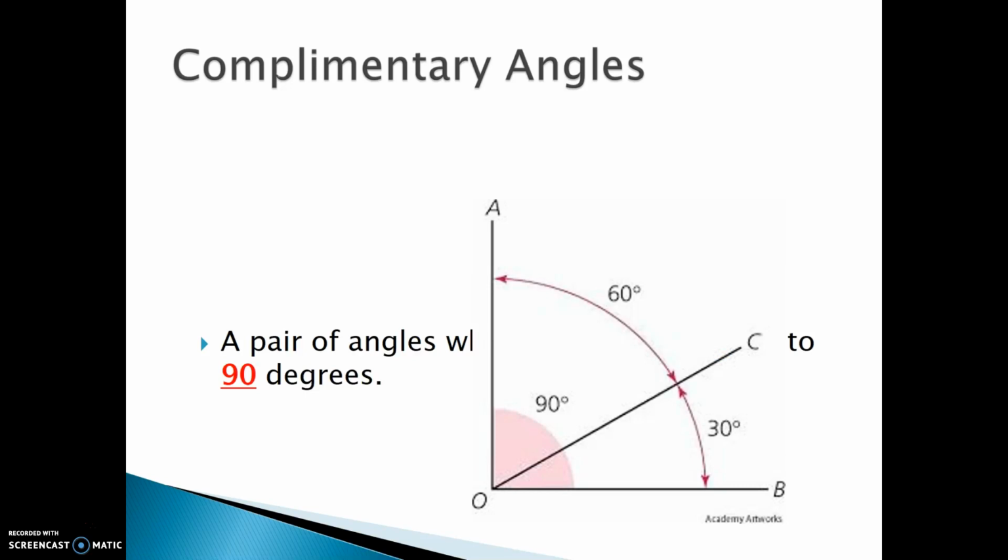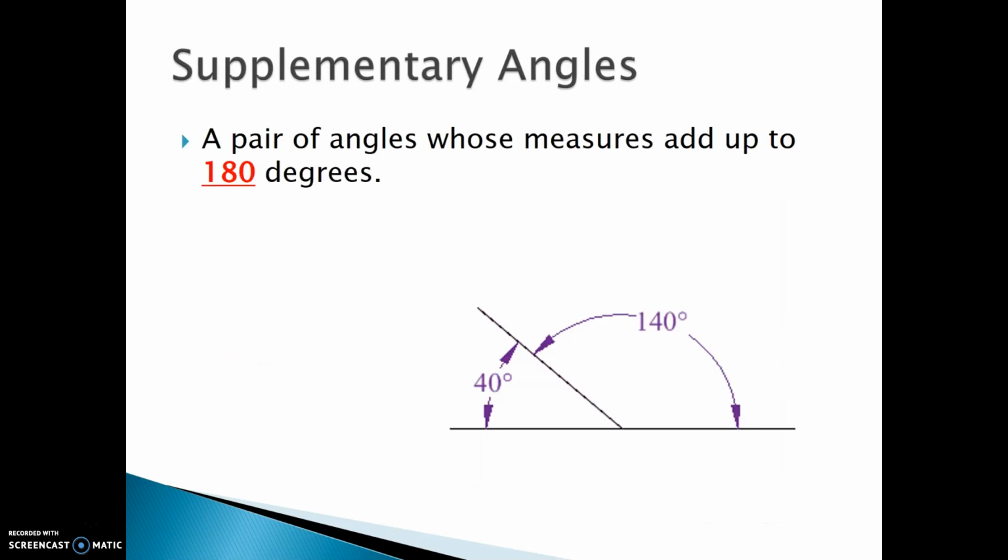Complementary angles. Complementary angles are a pair of angles that add up to 90 degrees. For example, in my picture here, I've got an angle of 30 degrees and an angle of 60 degrees, and they add up to 90. Supplementary angles are angles whose measures add up to 180 degrees, like my picture here. I've got an angle that is 40 degrees and an angle that is 140 degrees.